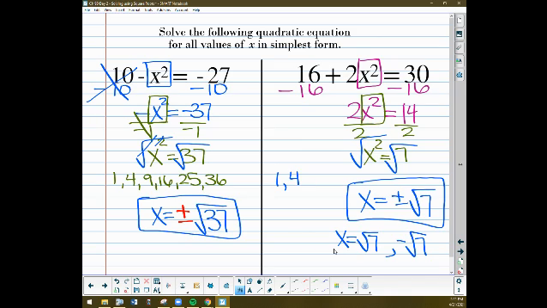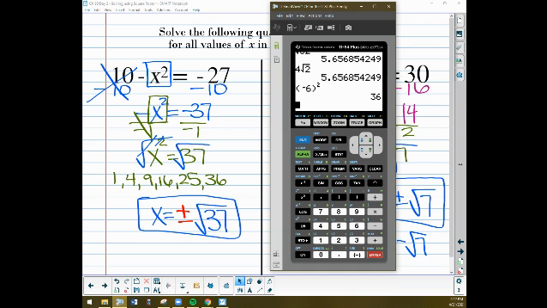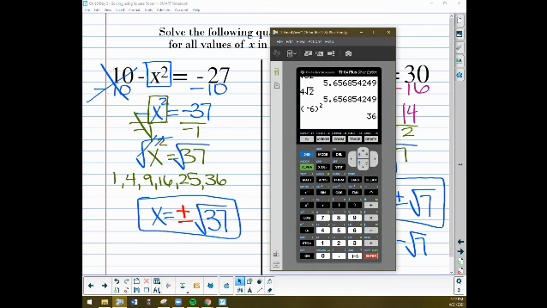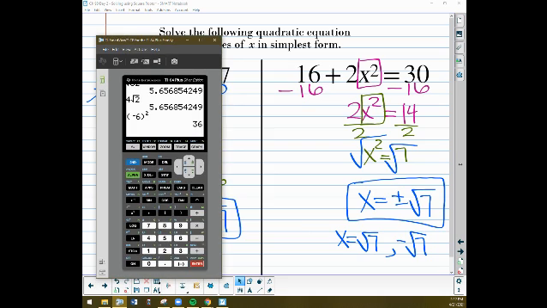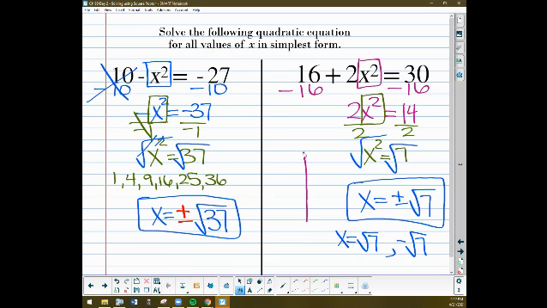Two values. If we think about the square root of 7, we type that decimal into our calculator. The square root of 7 is 2.65. So if we thought about our graph, square root of 7, negative square root of 7, concave up, it would go through those points. 2 points, 2 solutions.